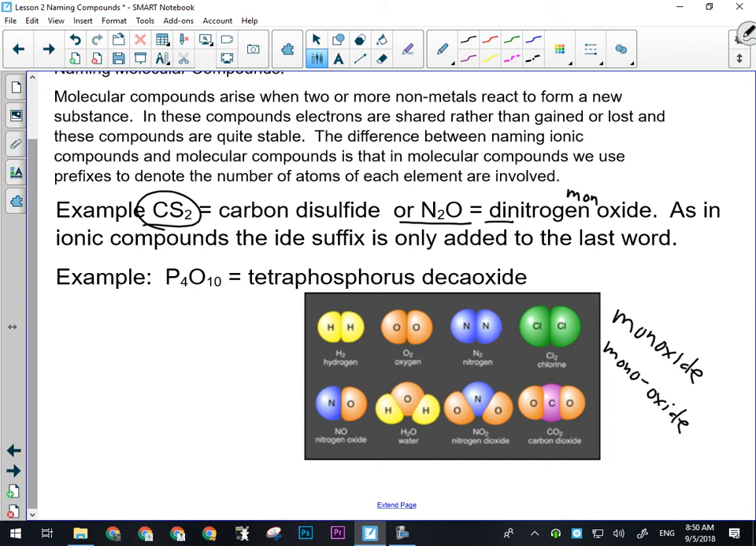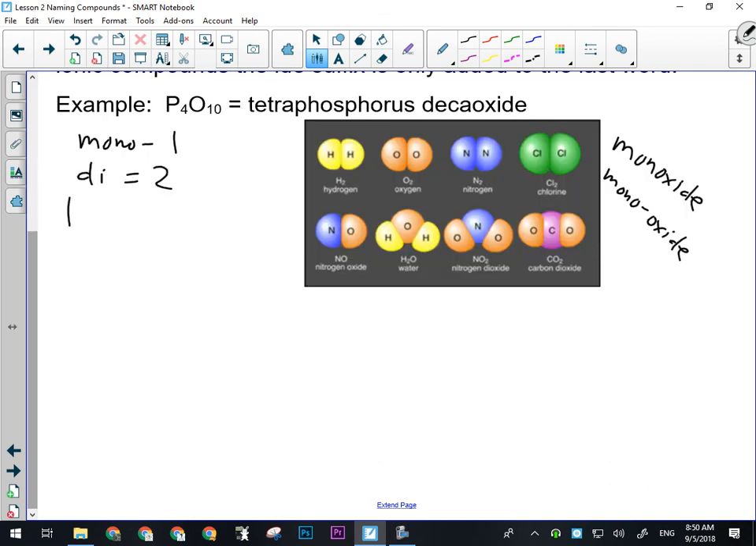Obviously it goes even higher. So if we're needing the prefixes, you might want to write these down if you don't know the prefixes, to at least 10. We need to know them. So mono is 1. You can write these on your periodic table. Di is 2, tri is 3, tetra is 4, penta is 5, hexa is 6.